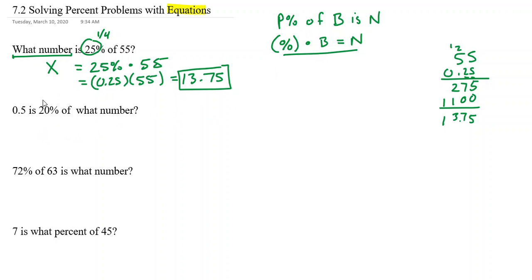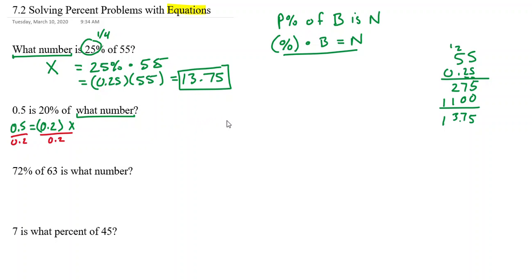Okay, let's do the next one. And this time I'm going to change up my method a little bit because I'm going to write my percent as a decimal as soon as I see it. So 0.5 is 20 percent, which is 0.2, of what number? So x is going to be the what number there. That's being multiplied by 20% in order to get 0.5. Now, in that equation, because the unknown is one of the things we're multiplying, we're going to solve by division. So we're going to divide by 0.2.